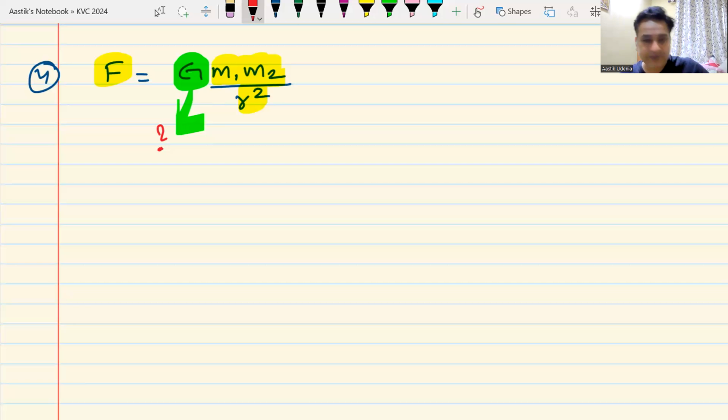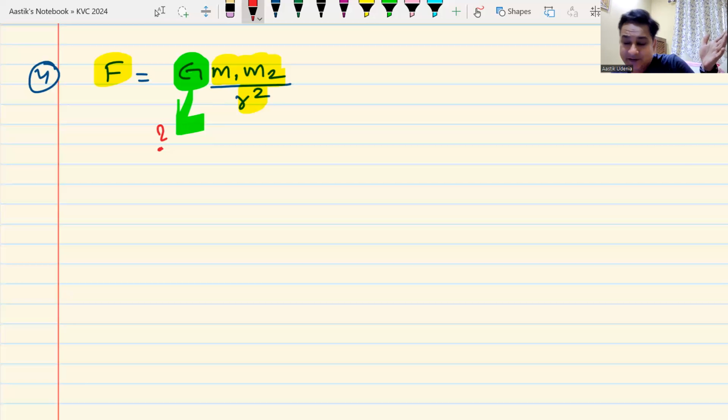Can you now tell me the units? I'm not worried about the units. Can you tell me the dimension of G, capital G, universal gravitational constant, my dear friends? M power -1, L power 3, T power -2. I hope that is correct. Even I don't remember the dimensions of G, but I know how to get this.